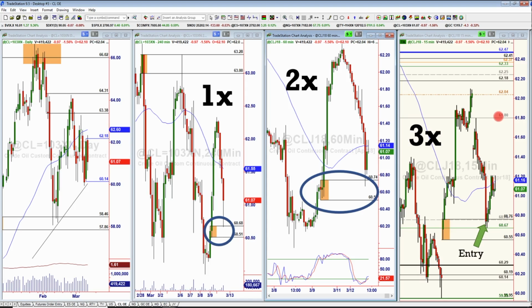So the other thing in here is it was a gap up.